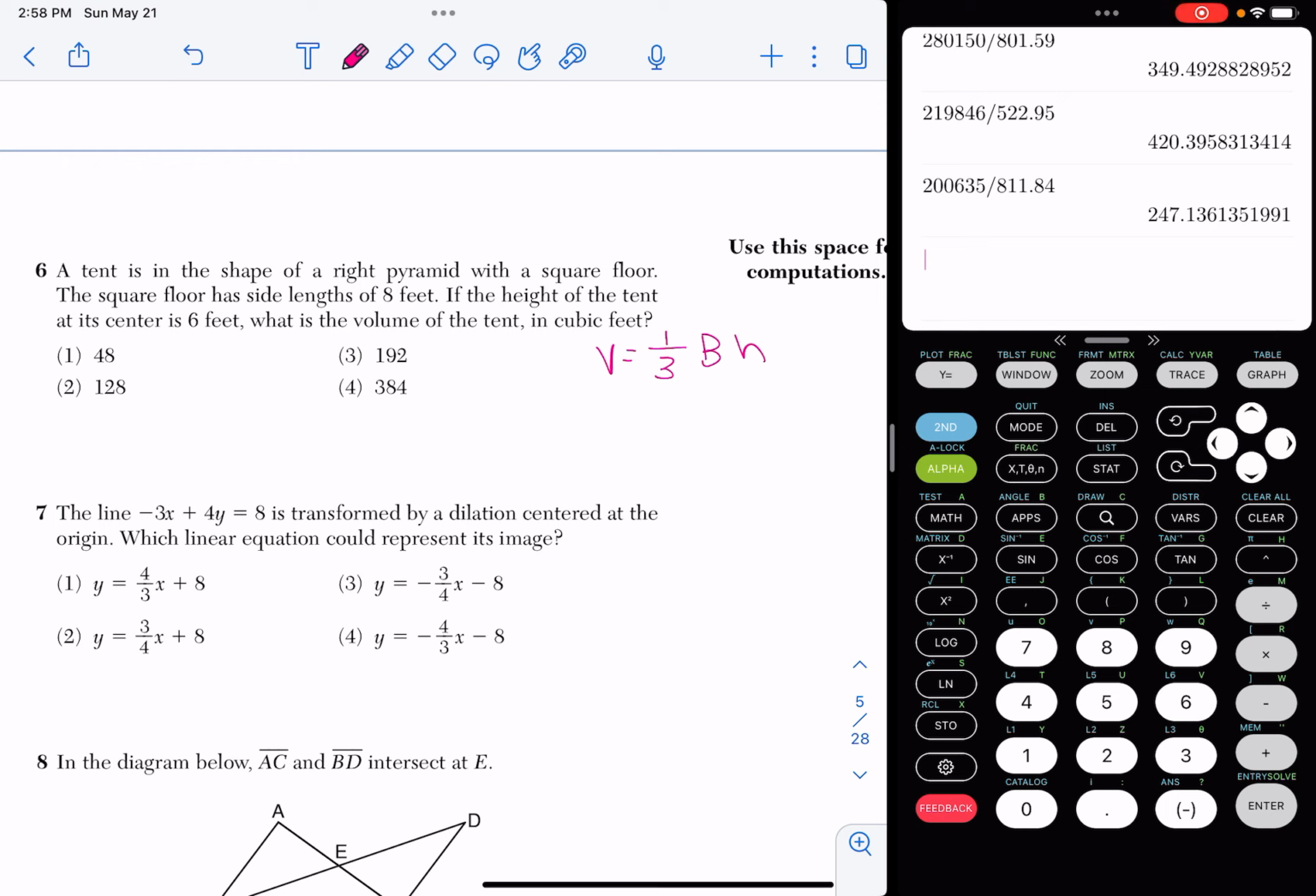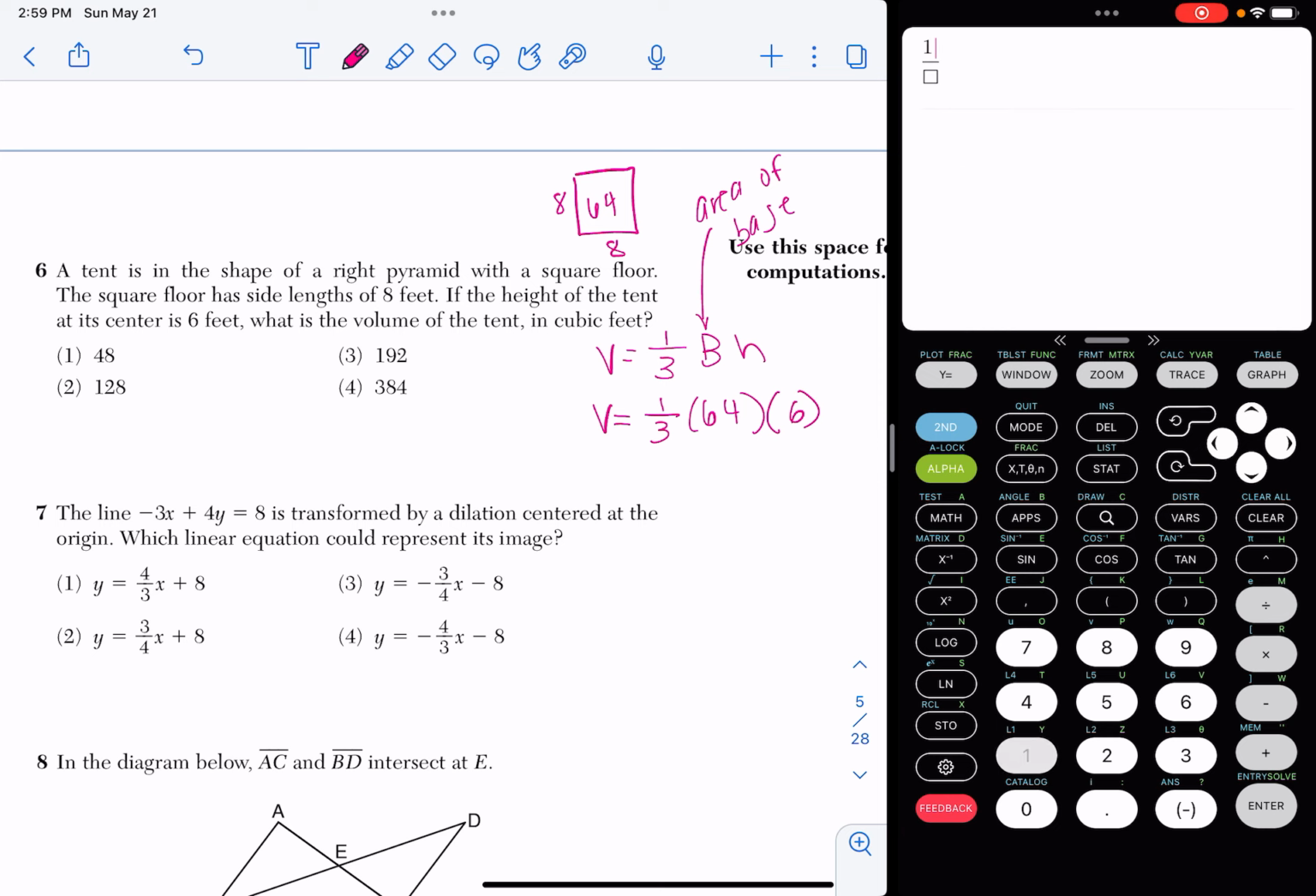That capital B is important because it doesn't mean length of the base. That means area of the base. So that is intentional that it is capitalized in your formula. We want the area of the base. Well, the area of the base can be found by doing 8 times 8 because we know the base is a square. Area of a square is side squared or length times width. So the area of the base is going to be 64. So I have 1/3 times 64 and the height is 6. So in my calculator, I'm going to now just type that in.